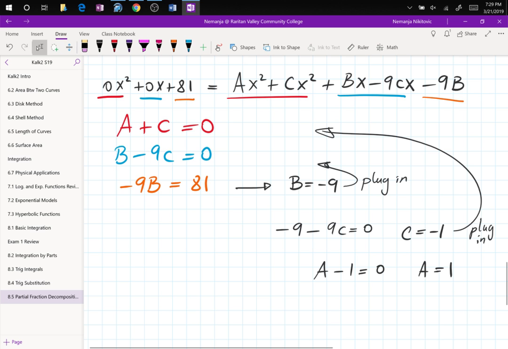Now we have our A, B, and C, and we need to plug them where they belong. And we can finally start doing the calculus, right?